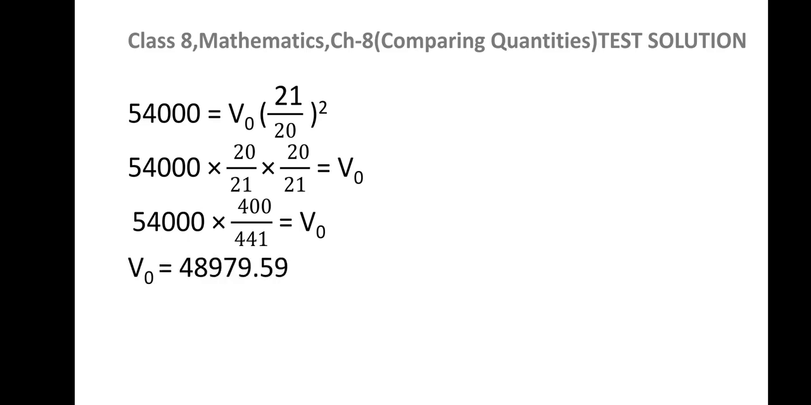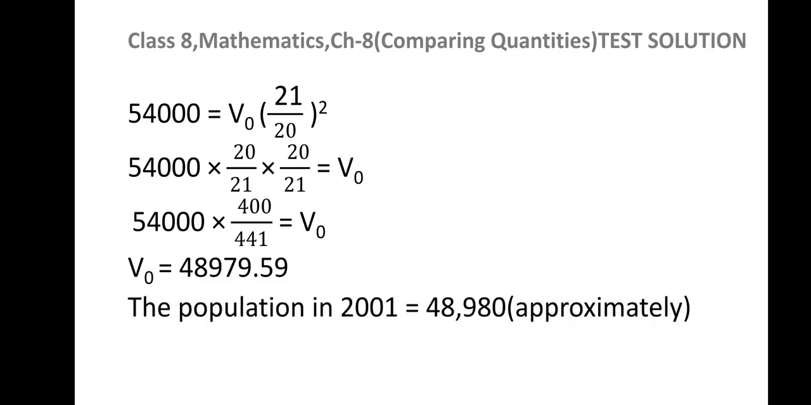So when you solve the above equation, you will be getting the value of V naught as 48,979.59, and approximately its value will be 48,980. So the population in 2001 is 48,980.